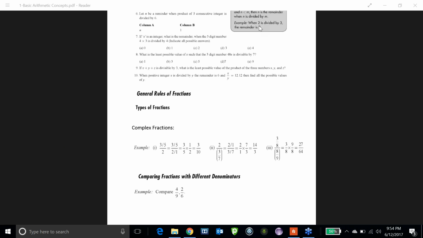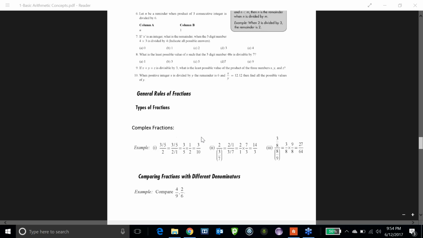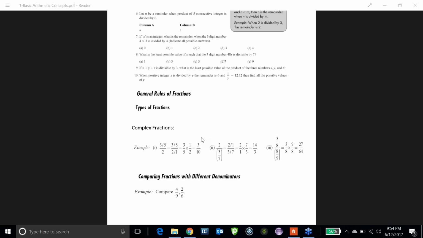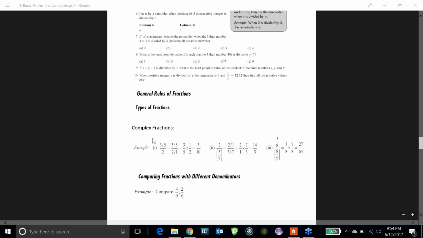Next, we can go through some examples over here. See, in example 1, it is 3 by 5 in the numerator part, and in the denominator part, it is 2. This one I can explain again on the board.